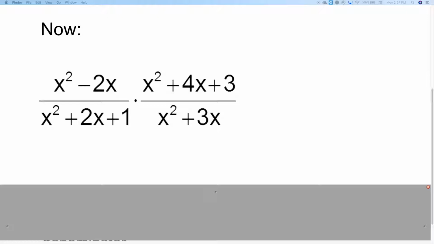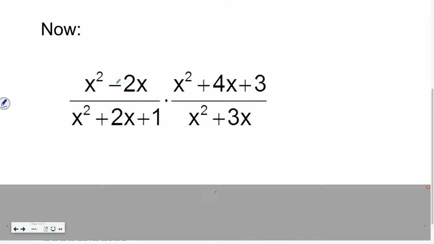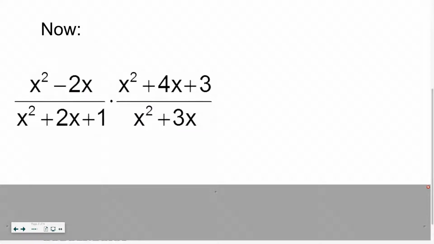Can you factor the numerator of the first fraction? Yes. Numerator? Yeah. How can you factor x squared minus 2x? Take out an x from both terms. So we got x times x minus 2.